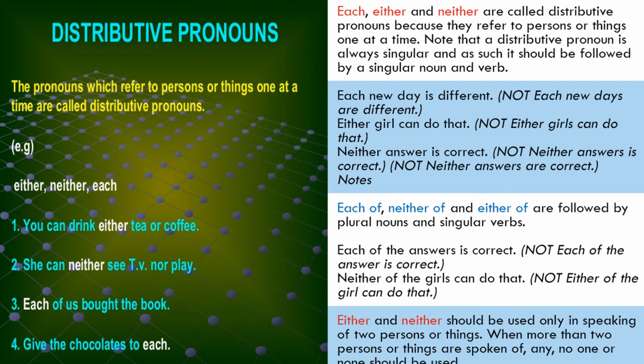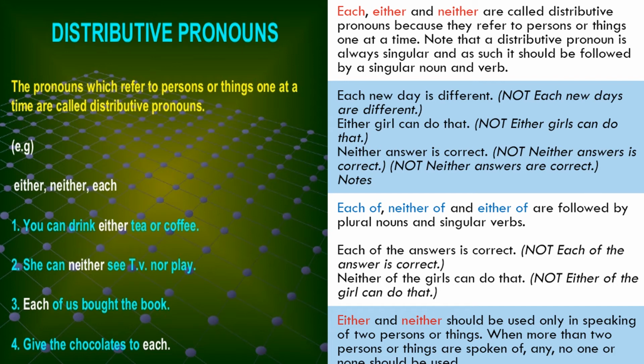Let's look at what distributive pronouns are. The pronouns which refer to persons or things one at a time is called a distributive pronoun. For example, words like either, neither, each. Look at these example sentences. You can drink either tea or coffee. It's a choice. You can drink this or that.